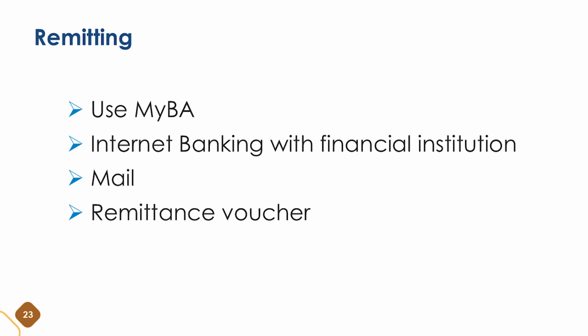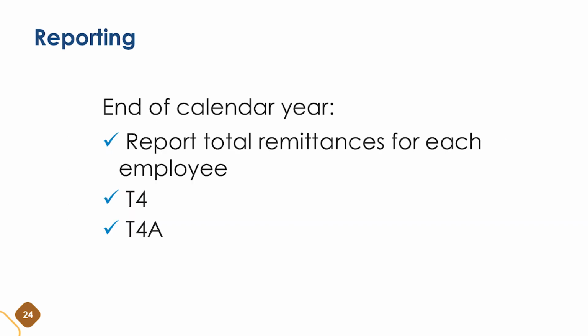Employers hold funds withheld from employees in trust for the Receiver General of Canada. In other words, those funds do not belong to employers and therefore must be kept separate from operating funds. At the end of every calendar year, you have to total what you paid, deducted, and remitted during that year for each employee. These amounts are usually reported on a T4 slip.